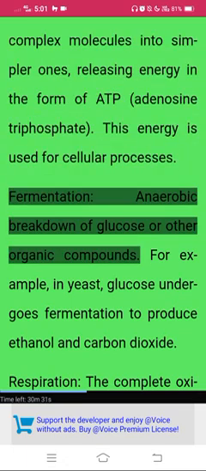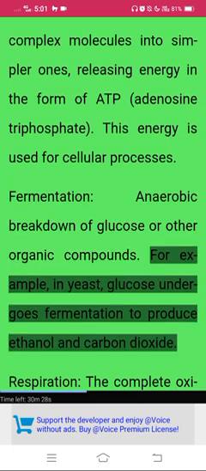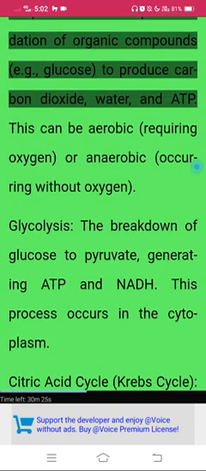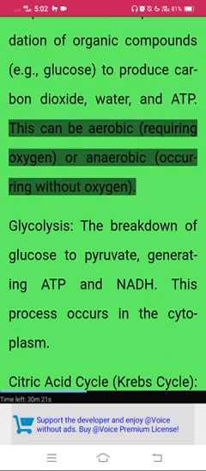Fermentation. Anaerobic breakdown of glucose or other organic compounds. For example, in yeast, glucose undergoes fermentation to produce ethanol and carbon dioxide. Respiration. The complete oxidation of organic compounds, e.g., glucose to produce carbon dioxide, water, and ATP. This can be aerobic, requiring oxygen, or anaerobic, occurring without oxygen.